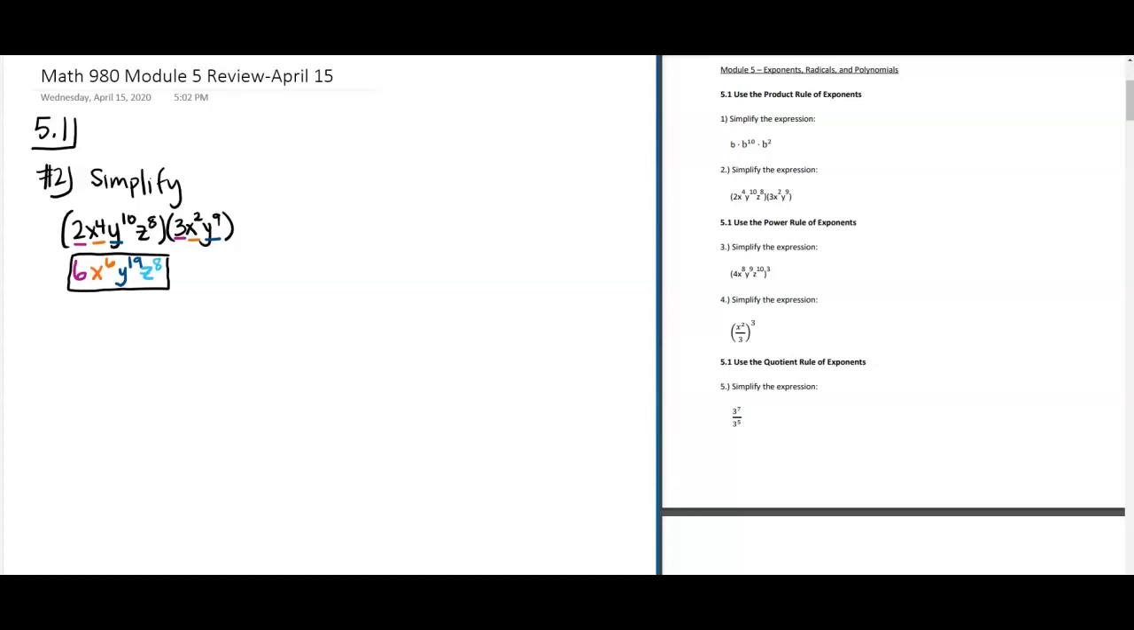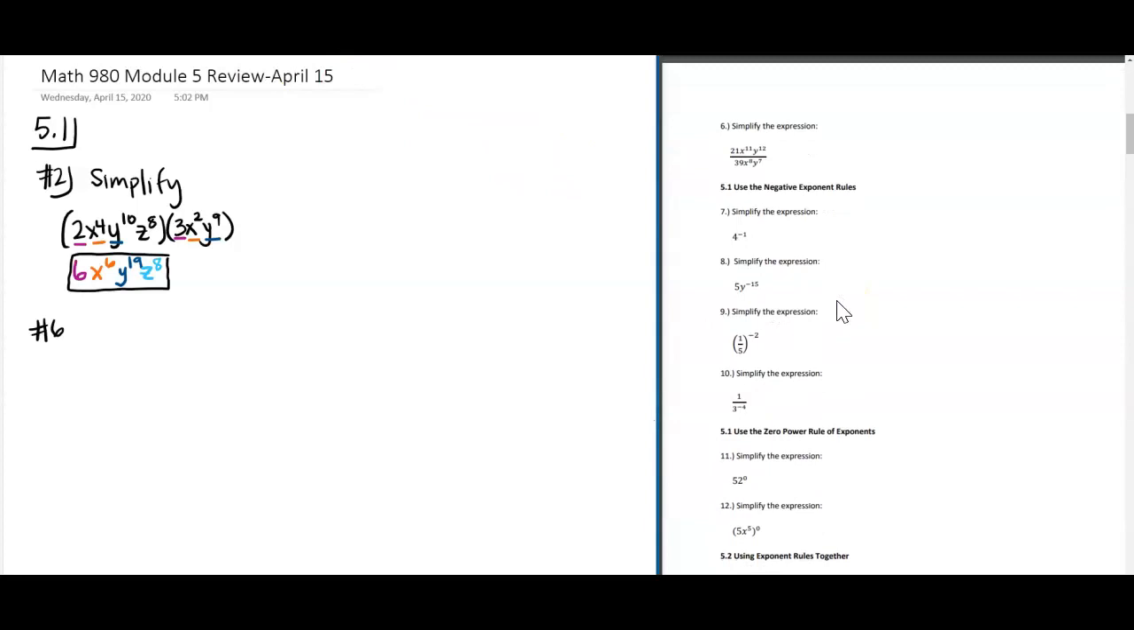All right, let's move on to number 6 now. Let me change the page over here so you can see it. For number 6, we have something connected by division that we're going to be simplifying this time. So let me write it here. Again, our instructions are to simplify. And we have 21 x to the 11th, y to the 12th, over 39 x to the 8th, y to the 7th.